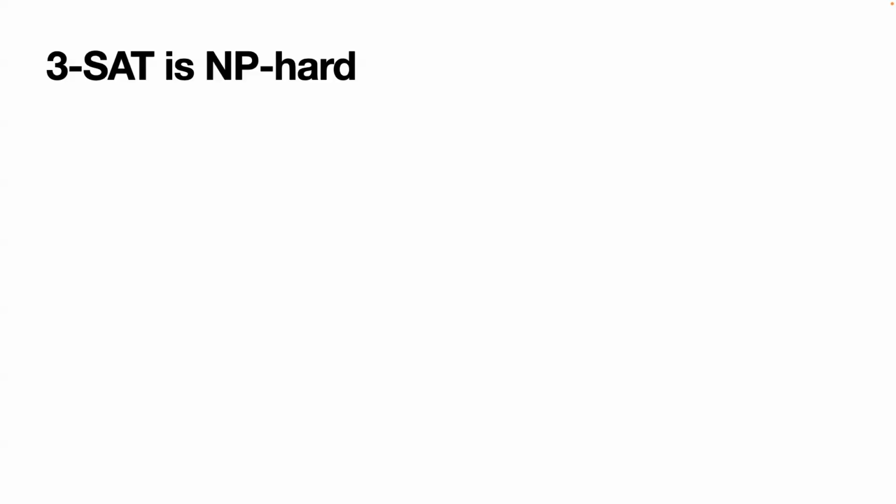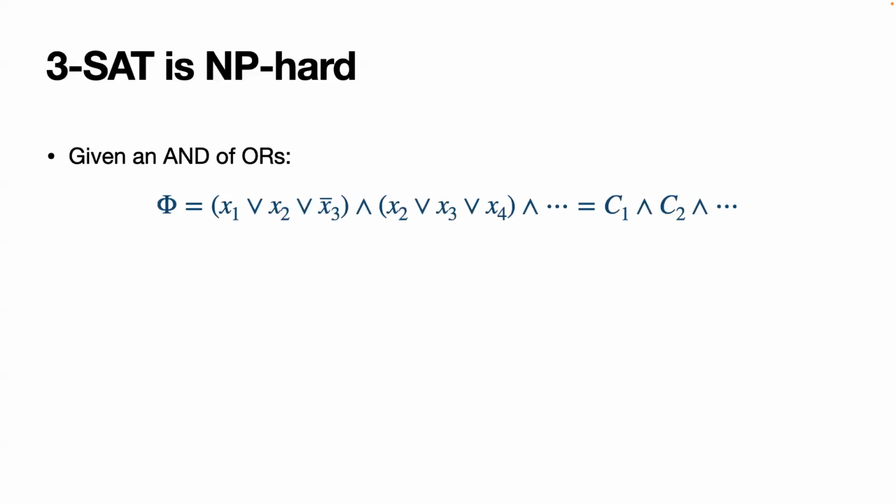To start, let's consider the 3-SAT problem, which goes as follows. In this problem, you're given a Boolean formula as such. So it's a Boolean formula phi, and as you can see, it's an AND of clauses. Each clause is an OR of 3 literals, and we want to decide if phi is satisfiable or not.